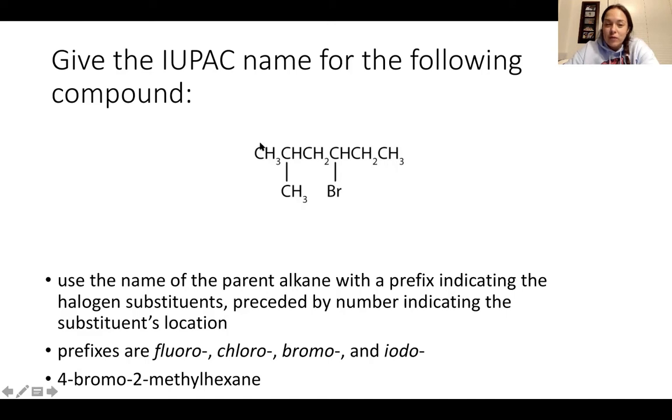So if I go from left to right here, I end up with 1, 2, 3, 4, 5, 6. That puts my substituents at carbon 2 and carbon 4, okay? If I went right to left, it would be 1, 2, 3, 4, 5, 6. That would put my substituents on carbon 3 and carbon 5. I always want to give my substituents the lowest number possible. So in this case, I want to number from left to right.